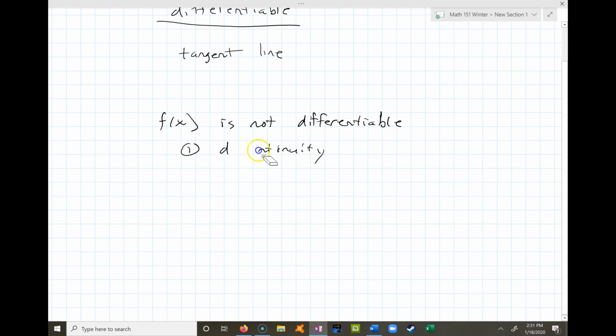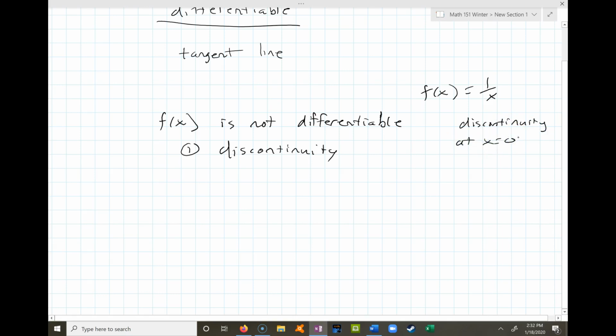So if the function's undefined, that means obviously I can't take a derivative at that point. So a function could be differentiable for the most part, but there's just maybe 1 or 2 points where it's not differentiable. For example, f of x equals 1 over x. I can take the derivative of that function in general, but it has a discontinuity at x equals 0. That means it's not differentiable at x equals 0.